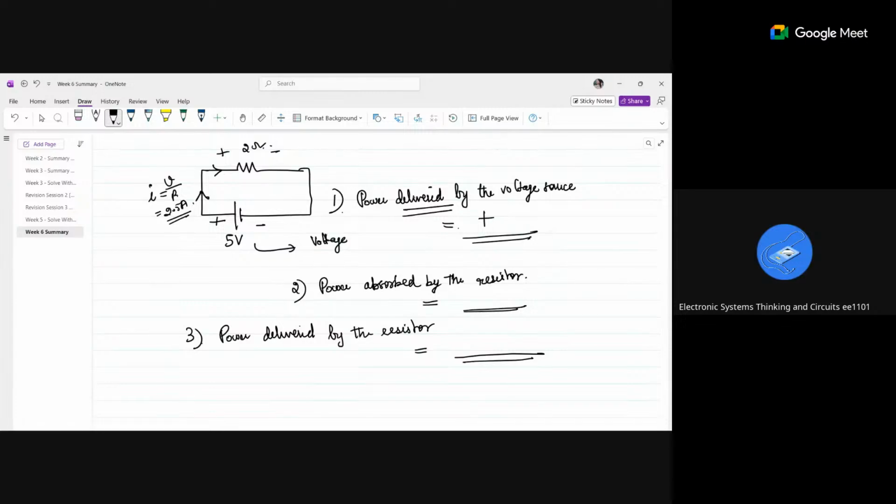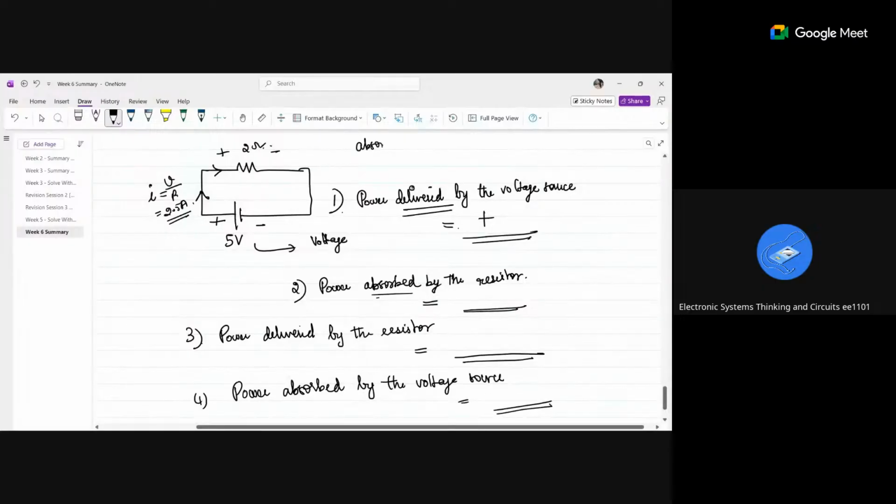You also have to see the question. If they have asked power absorbed, okay, wait, let me write all the 4 questions. So usually absorbed we take as positive, and delivered we take as negative, right? Okay, we are keeping this as reference. But here in the question, if they are asking power delivered by the voltage source, then we will write the answer with respect to the question.